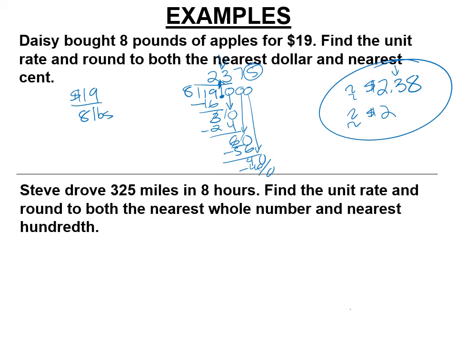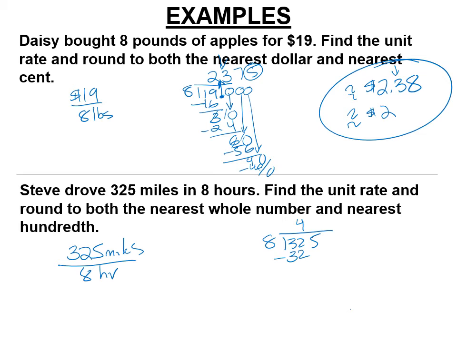Steve drove 325 miles in 8 hours. Yeah, there's your eighths, right? We're rounding eighths, miles per hour. So you know this is going to come out in thousandths because you got an 8 there, unless it comes out very neatly. Oh, this is going to come out very neatly.